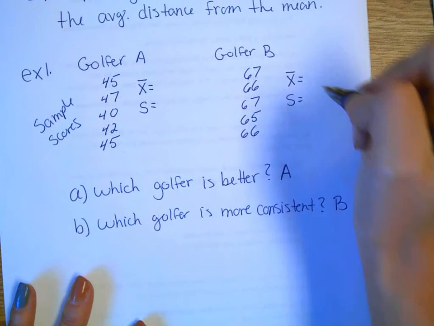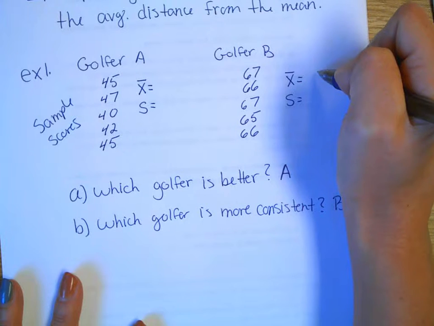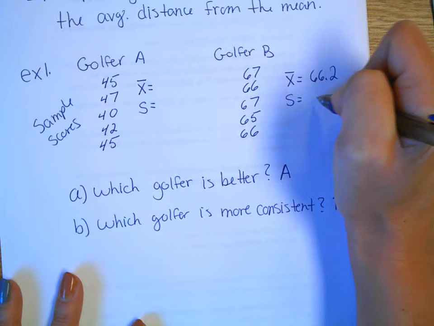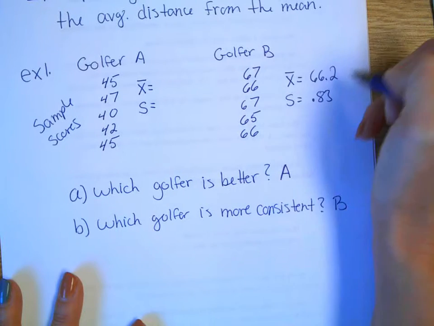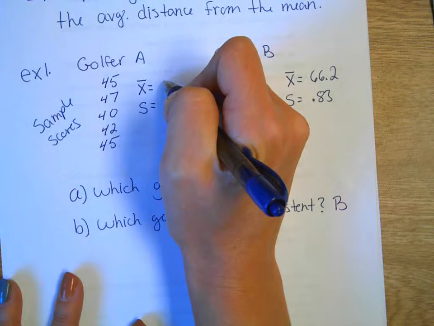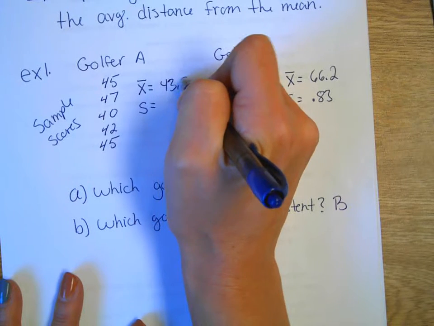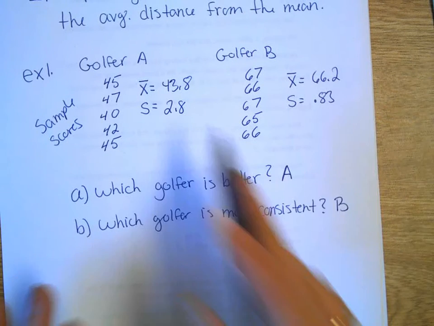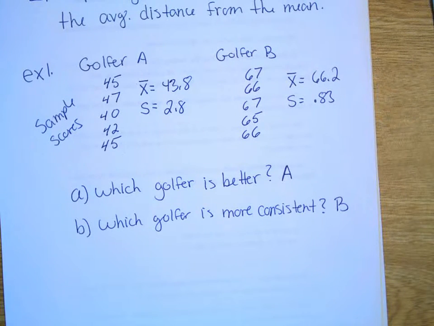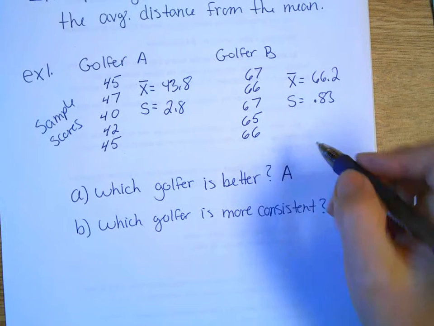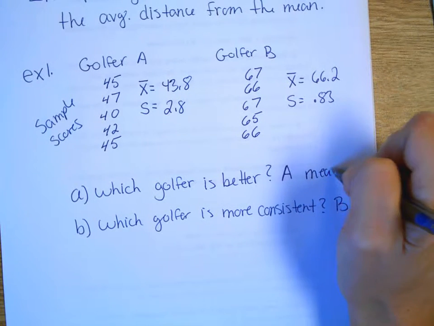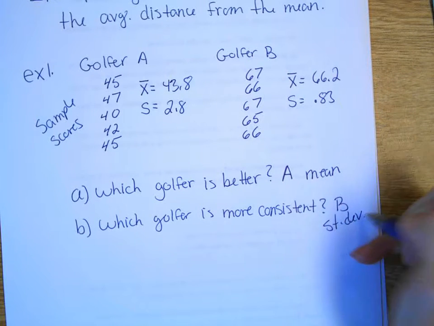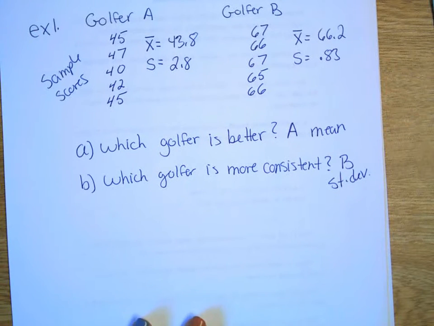Okay, golfer B, what was his average score? 66.2. What was his standard deviation? 0.837. And golfer A, the average? 43.8. Standard deviation? 2.8. So this bigger standard deviation means his scores are farther away from the mean, on average. Your standard deviation is your verification for more consistent.